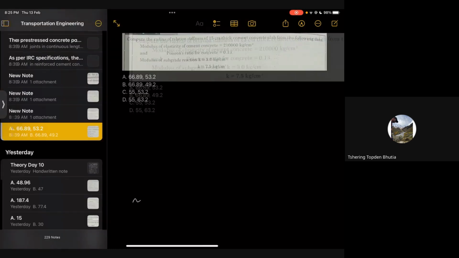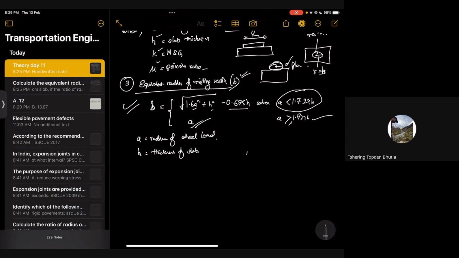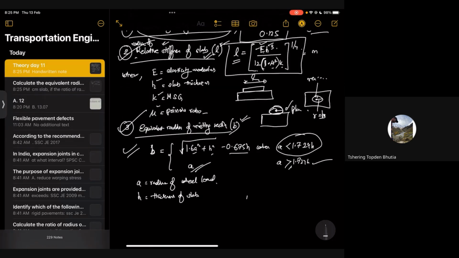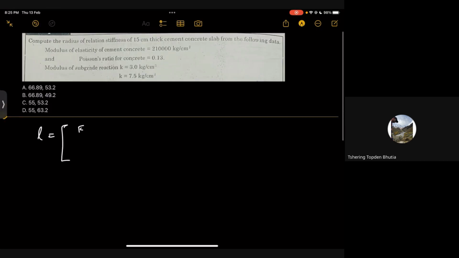Okay, the next question. Now it is radius of relative stiffness. So let me go to the theory. Radius of resisting section we just did. 3 is done. Now radius of relative stiffness, we'll do this particular thing. Radius of relative stiffness is given by this formula: L is equal to (E h cube divided by 12 k (1 minus mu square)) to the power 0.25. If you remember, please participate in poll number 3.